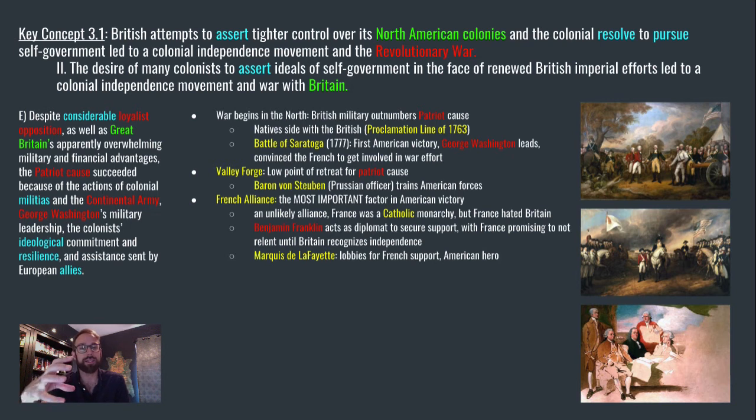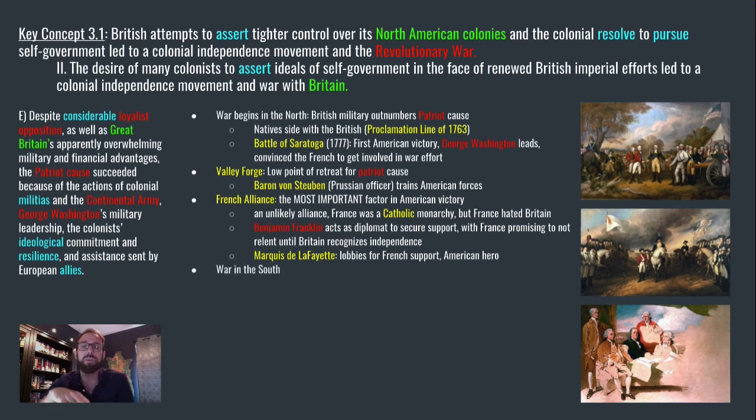A Marquis is like a lord of sorts. So what he did is he basically was lobbying within his aristocratic circle in the monarchy for French support. So he was kind of like our advocate within the French government. So he's eventually considered an American hero, and I think he's later awarded honorary citizenship in our country. Okay, he's involved in the French Revolution later on as well.